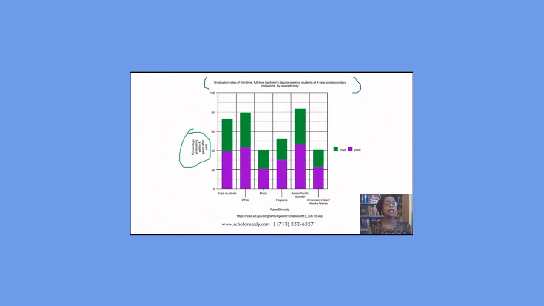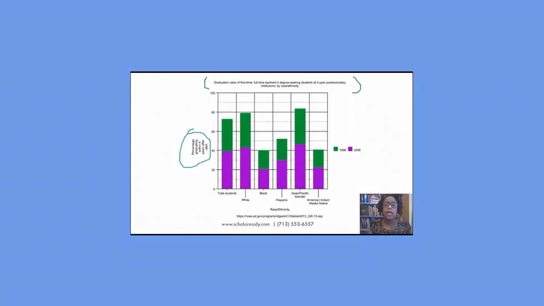It doesn't mean graduation rates, period, because as we know, some people graduate in 5 years and 6 years with a bachelor's degree from college. We know that. This is about students who start for the first time and they're going to school full time, and they're at a 4-year college or university. And this is about what percentage of those students graduate within 4 years.